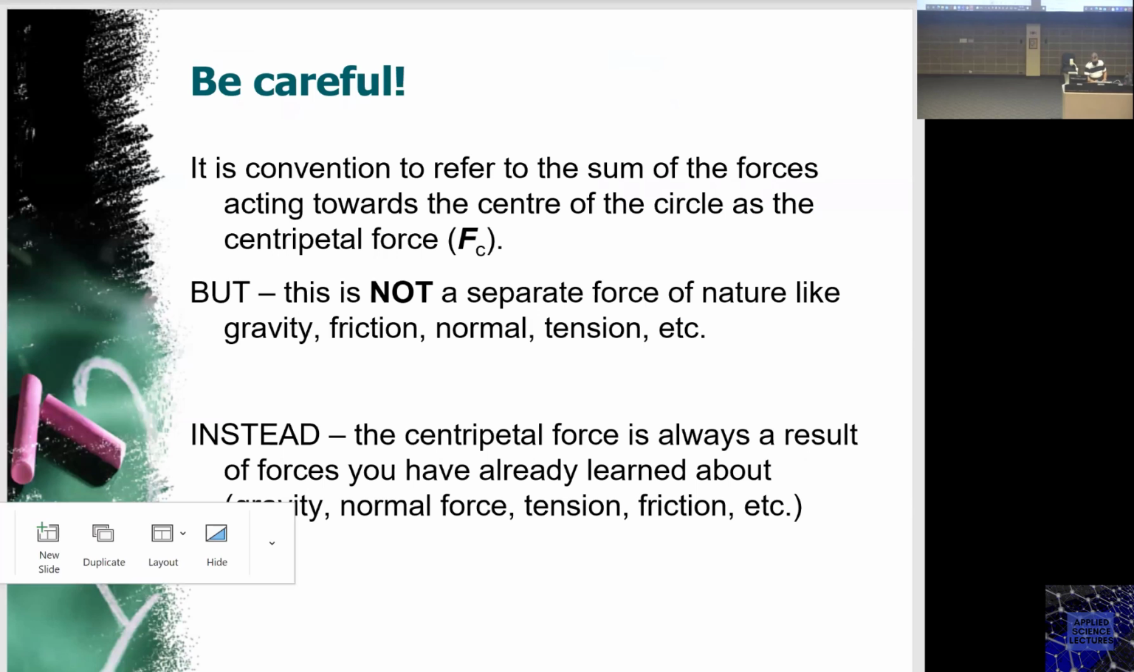Okay, so something to pay attention to and be careful of. This centripetal force is not a separate force of nature, like the gravitational force or the normal force. This centripetal force is due to the existence of the centripetal acceleration that's causing the net force to be non-zero along the direction toward the center of the curved path.